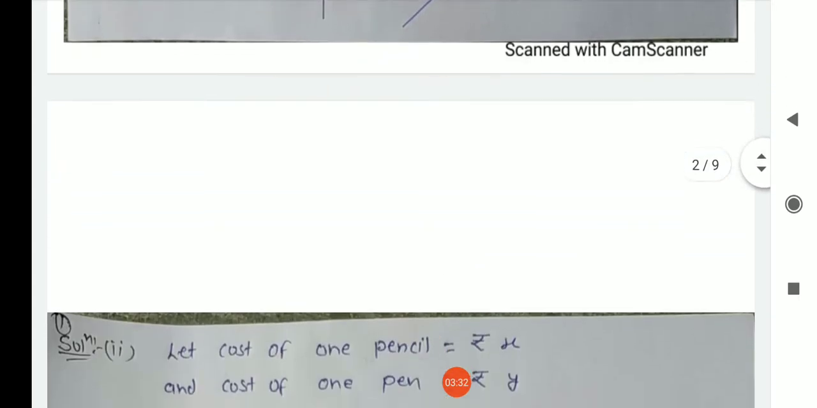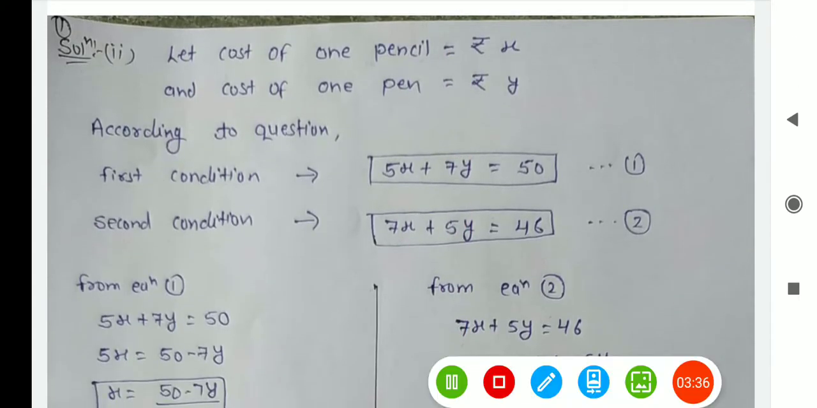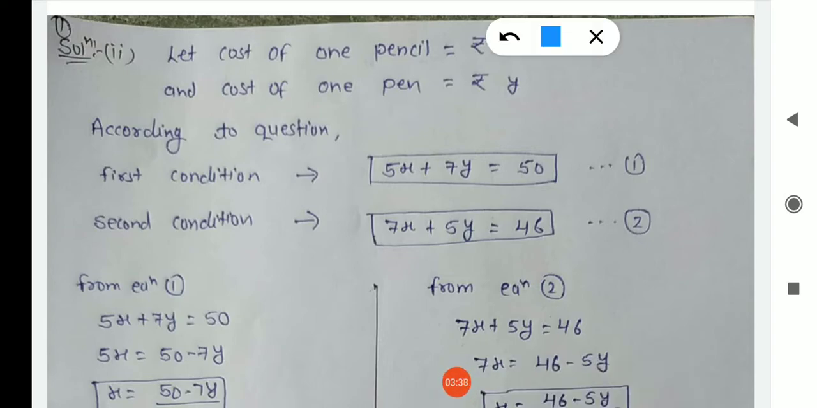Now the second question is: 5 pencils and 7 pens together cost 50 rupees, whereas 7 pencils and 5 pens together cost 46 rupees. Find the cost of 1 pencil and 1 pen. Here we find the cost of 1 pencil and the cost of 1 pen. So we let the cost of 1 pencil be x rupees and the cost of 1 pen be y rupees.